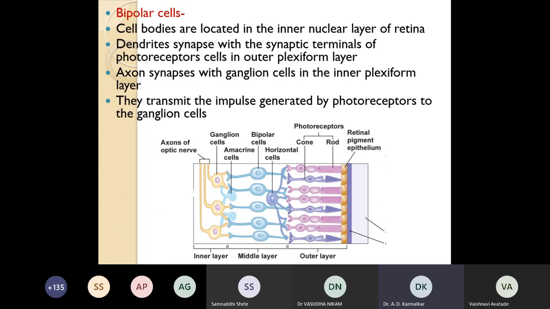Bipolar cells: the cell bodies, as I said, are located in the inner nuclear layer. The dendrites will synapse with the rods and cones, while the axons will synapse with the ganglion cells. So they will transmit the impulses which are generated from the photoreceptor to the ganglion cells. That is the main function of the bipolar cell.